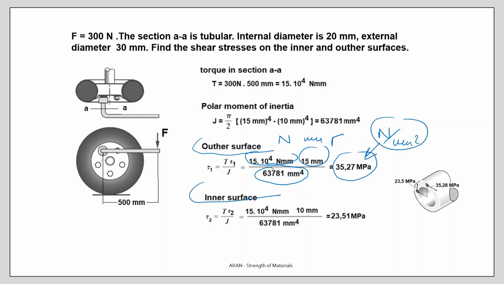For the inner surface, the radius changes. It is 10 millimeters, and here we have 23. So on the external diameter, I have a stress of 35. Internal surface, I have a stress of 23.